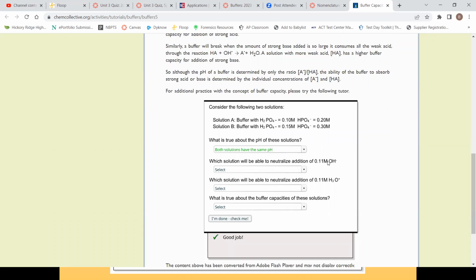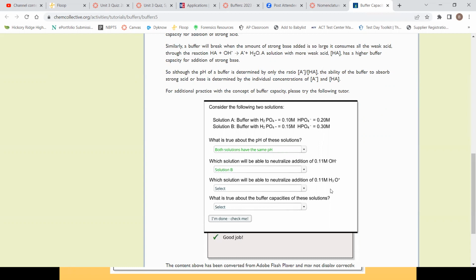Looking at which solution will be able to neutralize the addition of 0.11 molar hydroxide. So hydroxide is going to have to react with hydrogen. So you're looking at which one can give up an additional hydrogen that would be able to neutralize 0.11 molar. Solution A only has 0.10 molar dihydrogen phosphate, so that cannot fully neutralize the 0.11 molar hydroxide. So solution B is the only one that can neutralize this.